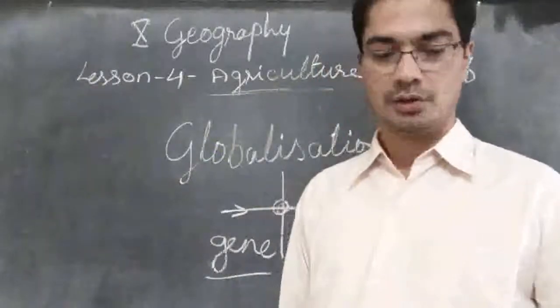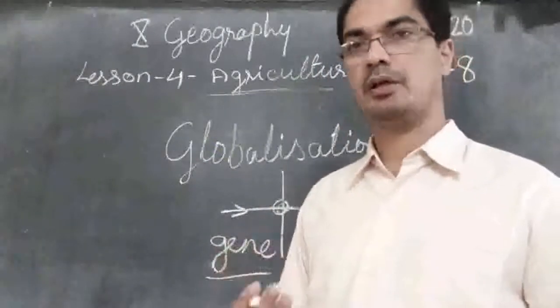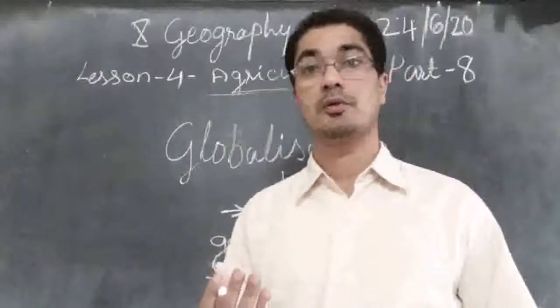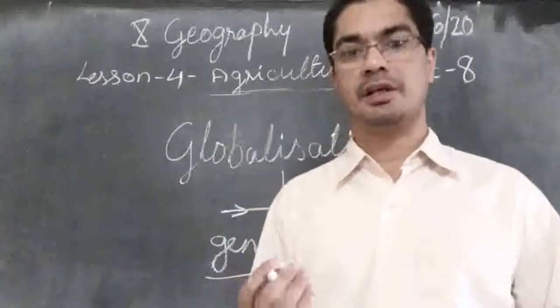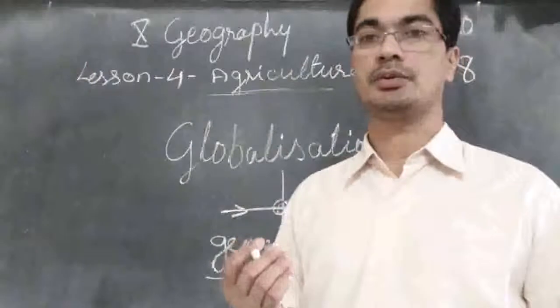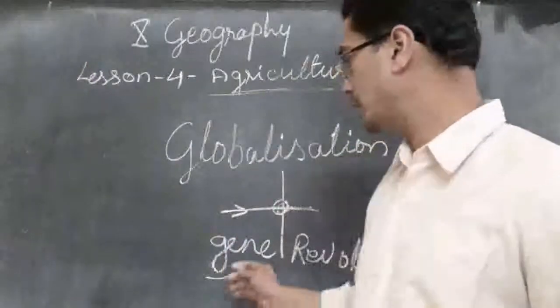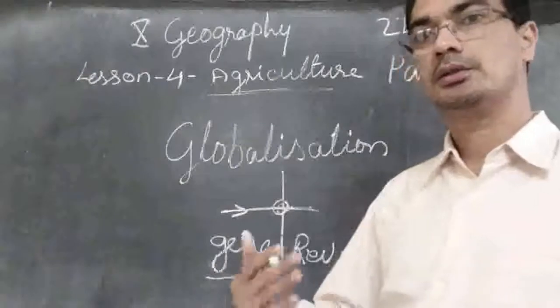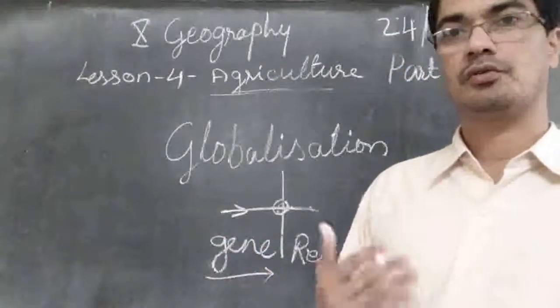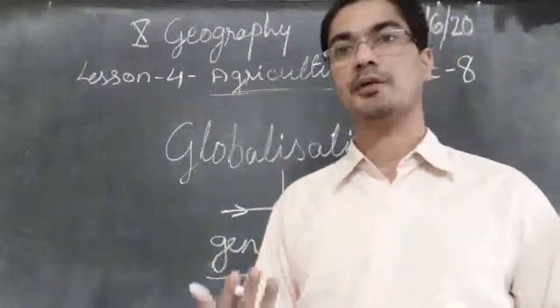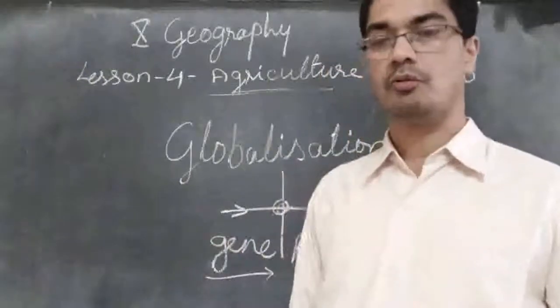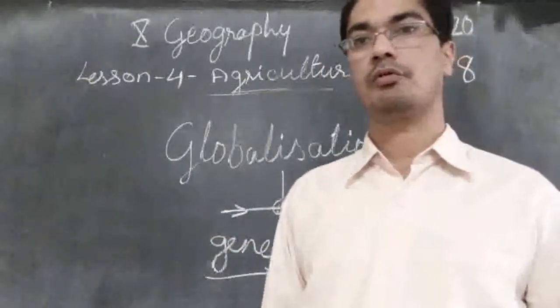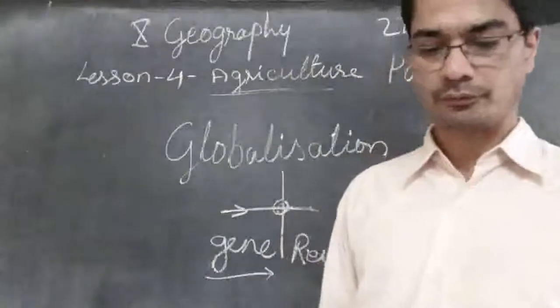And these days a branch of science called genetic engineering is coming up. So they try to develop better quality seeds for the farmers, so that they will be able to produce more fruits, more food grains and so on.